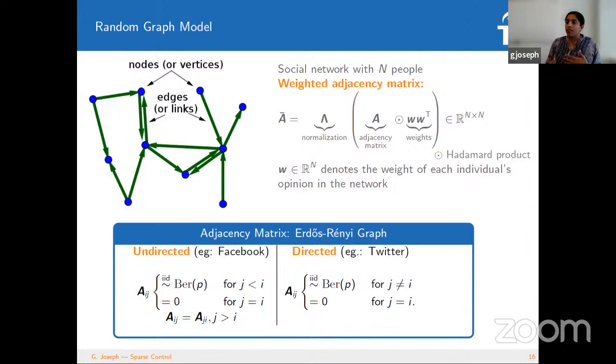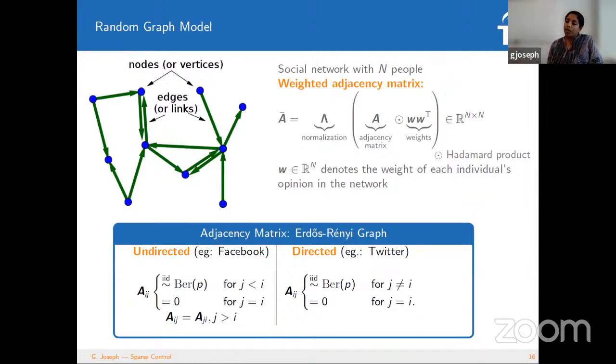And in this model, which we call the Erdős–Rényi random graph model, we pick the entries of the lower triangular part of the adjacency matrix from a Bernoulli distribution. We pick it i.i.d. Bernoulli, and the upper half is the same as the lower half. So A_ij is equal to A_ji, because it's a symmetric matrix. We can also construct directed graphs.